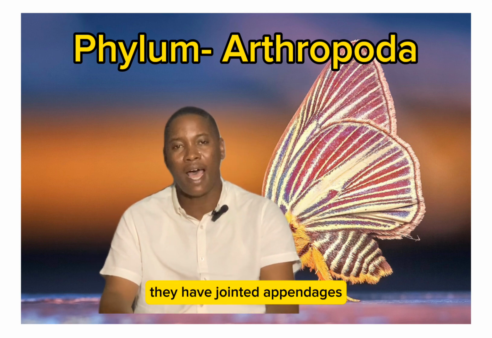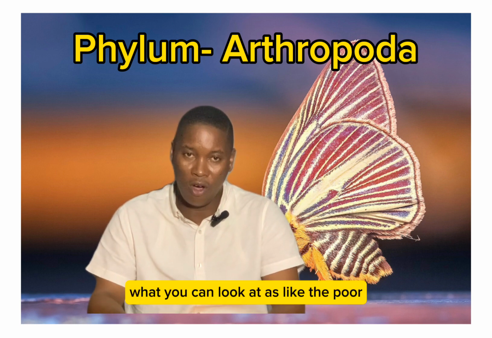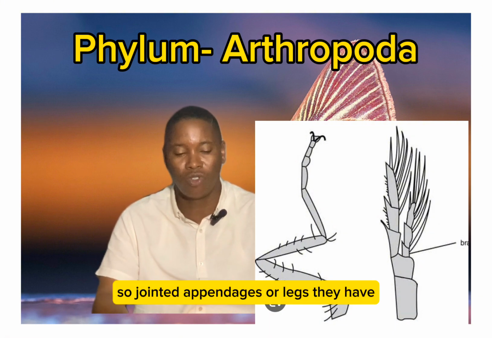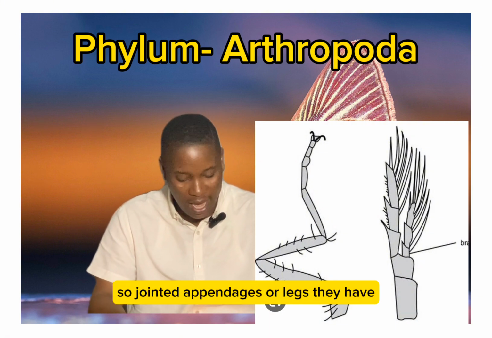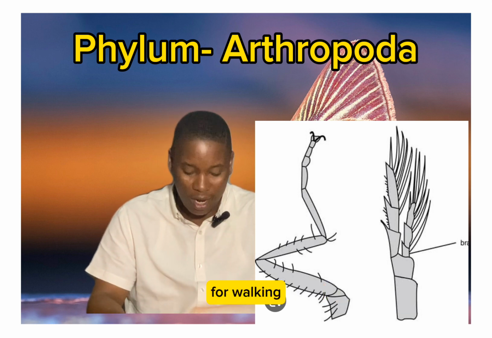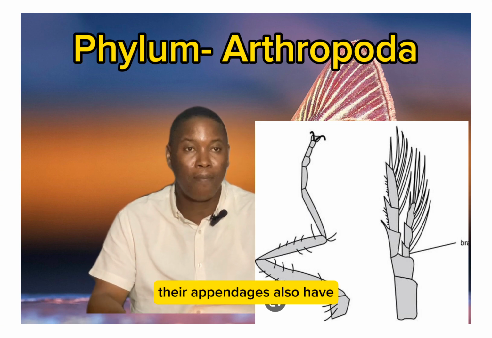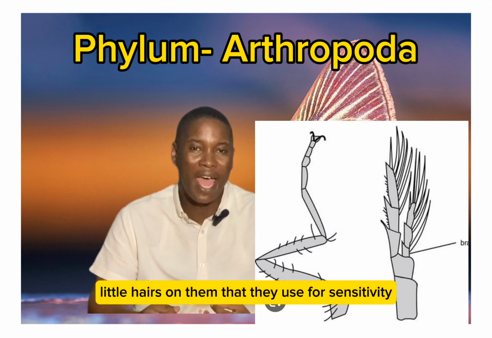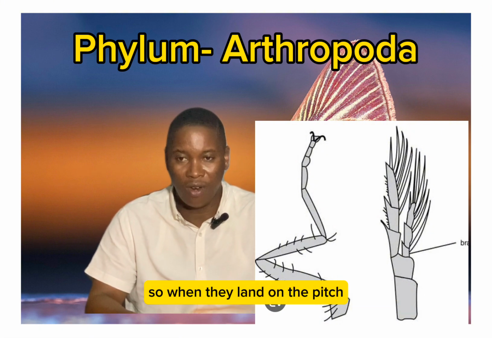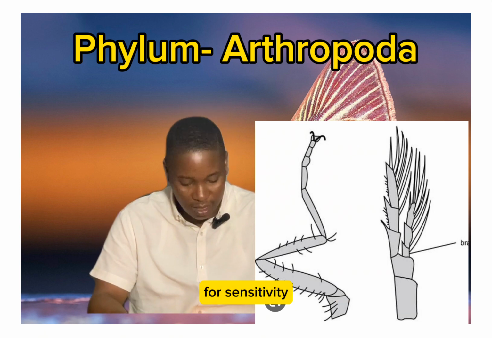They have jointed appendages. You can look at them like the forelimbs or the hind limbs, and they are jointed together. These legs or appendages are used for movement, for walking, for crawling. Their appendages also have little hairs on them that they use for sensitivity. So when they land or perch on something, they are able to use the hairs on their legs for sensitivity.